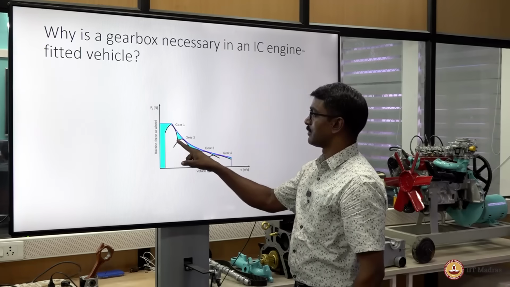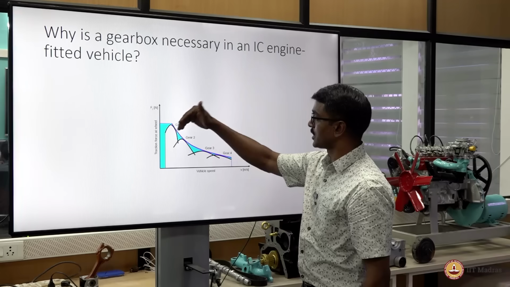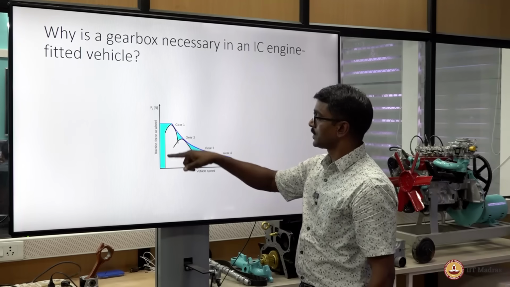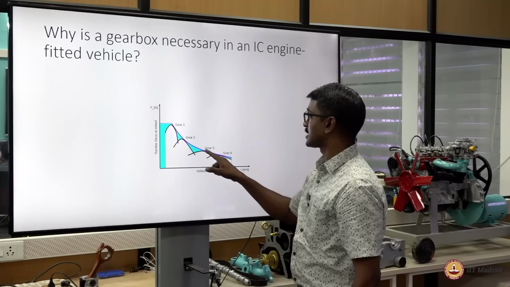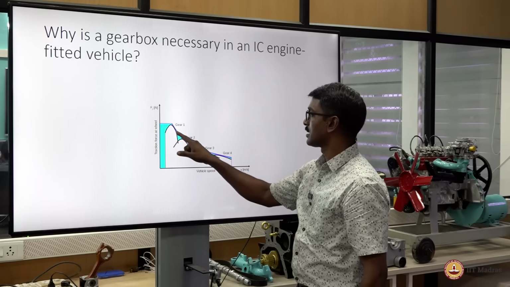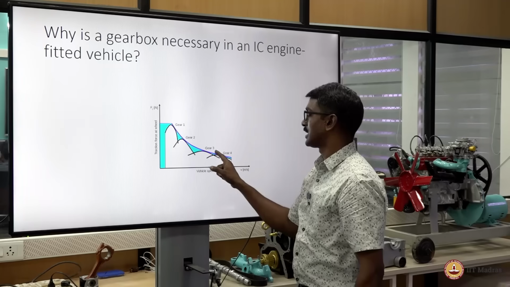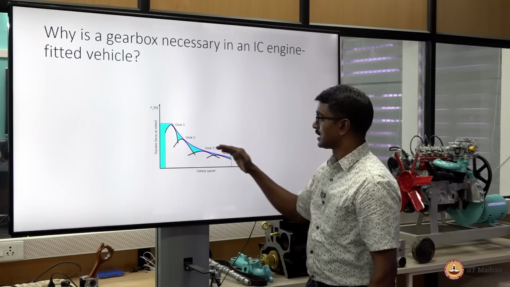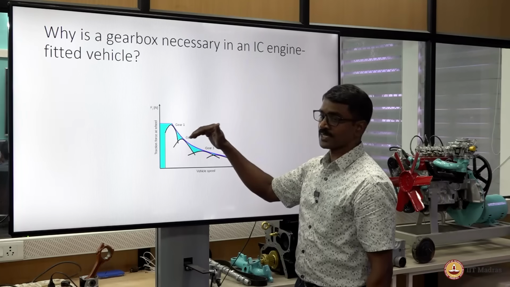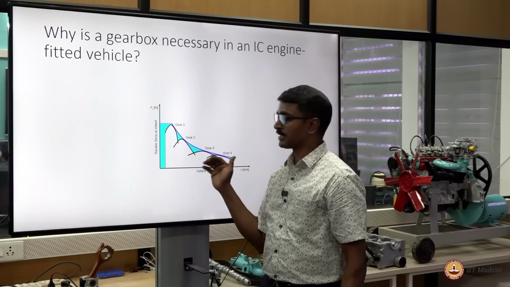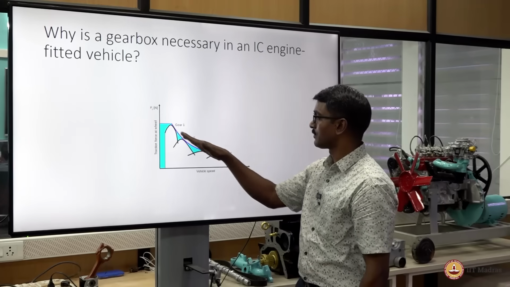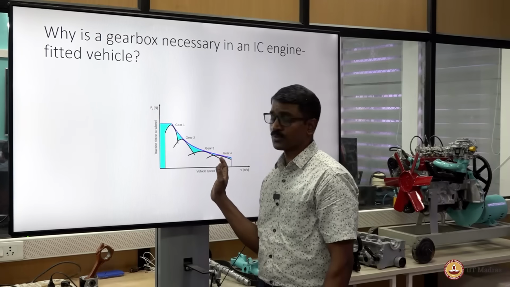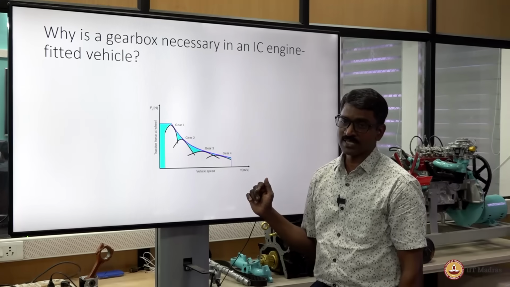So this is managed by the first gear, and subsequently the second gear, third gear and fourth gear, even though you can see some mismatches. So these regions are not met by the gearbox. So as you increase the number of gears, the gap between the expectation and the reality keeps reducing, and the vehicle is found to be moving very smoothly. So this is the reason for the gearbox in an ICE engine fitted vehicle.